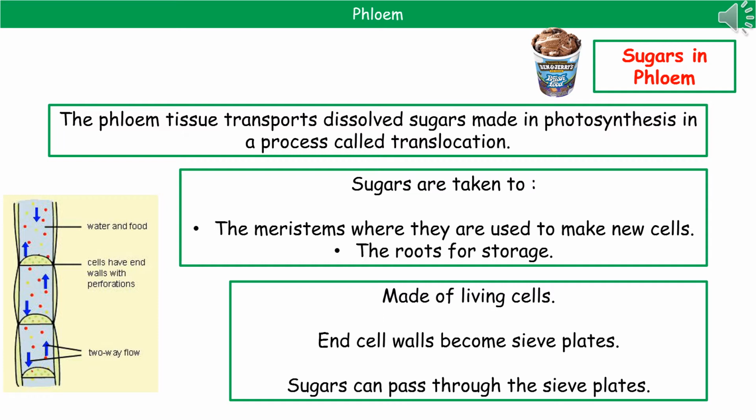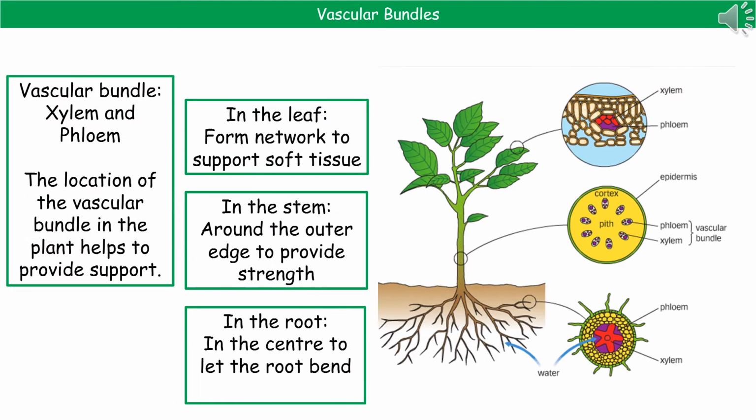Few things we need to know about phloem. They're made of living cells. The end walls become sieve plates, so there's still end walls, just little holes in them, and the sugars can pass through those sieve plates.